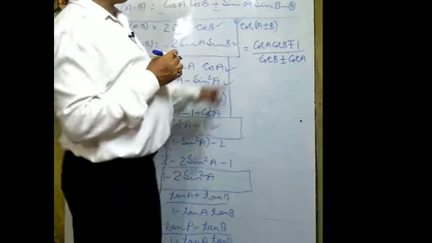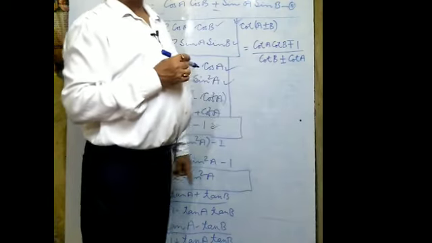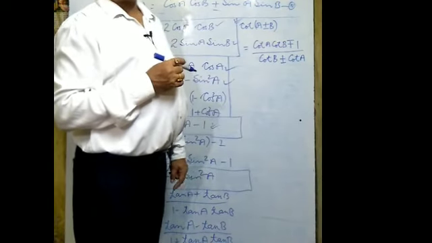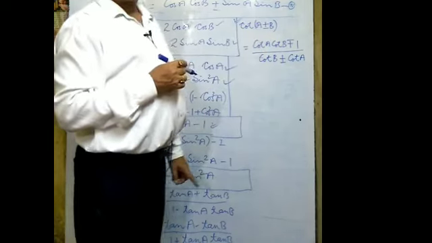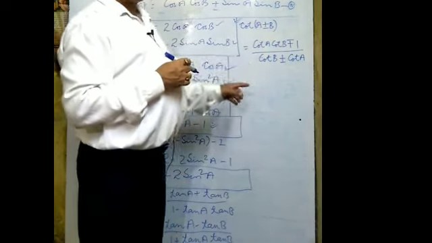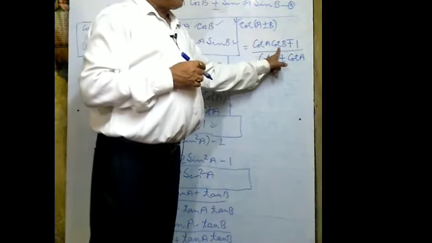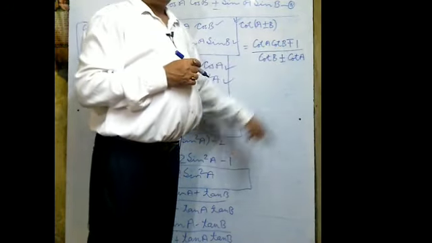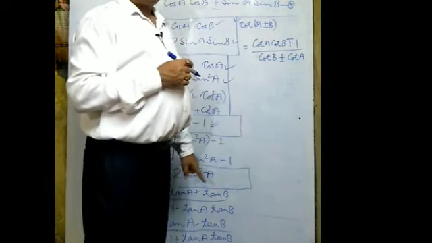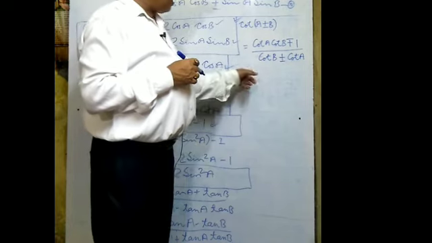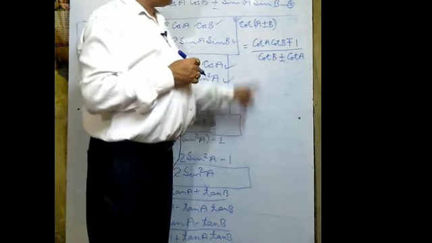What is there? Cot A plus B. Sometimes it is cot A plus B and sometimes cot A minus B. Suppose cot A plus B is there. What will be the expansion of this one? It will be cot A cot B minus 1. For plus it is minus 1 here, and upon cot B plus cot A in case of plus.